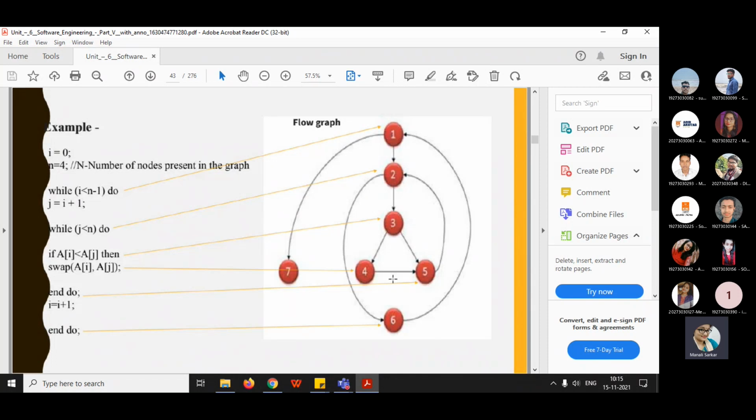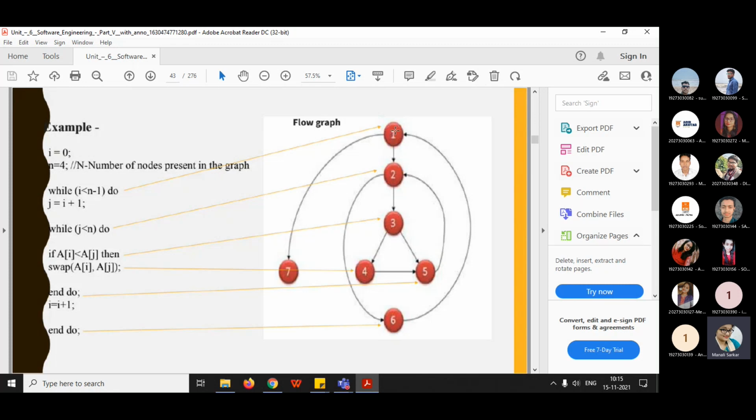These are the nodes and these are the edges of a graph, and these are the regions. First understand how we are making these nodes and how the flow is going in this code. It is given while i less than n minus 1, so this is the condition. That's why we have put the condition in node number 1. After that, only if the condition is true will we enter the loop.